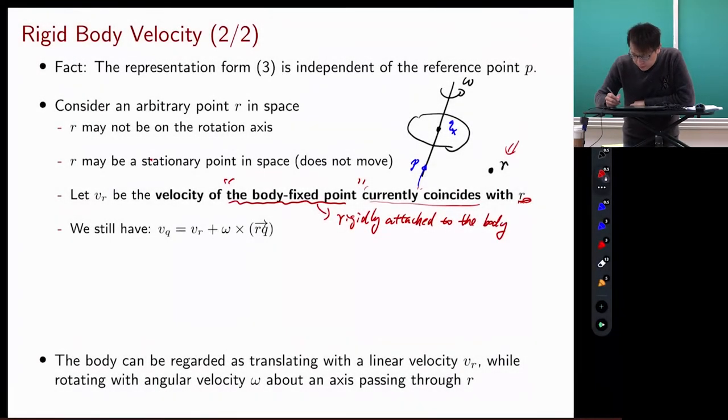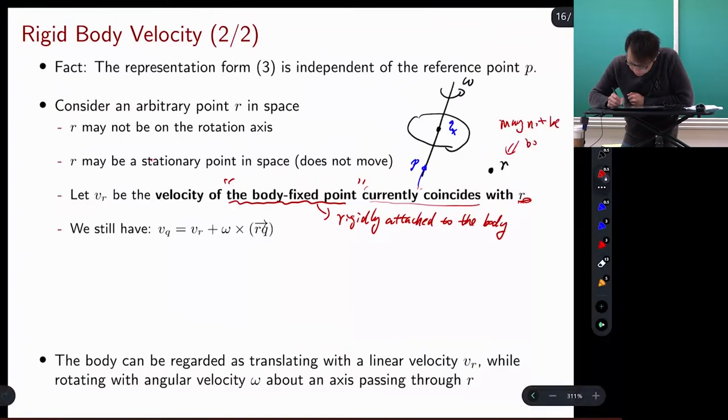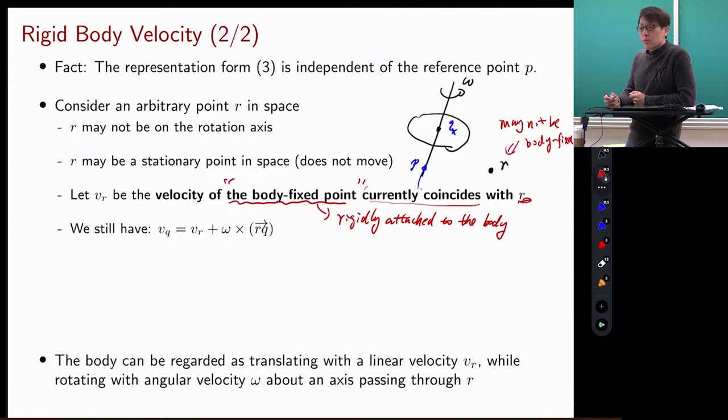Okay, let's continue. This reference point, VR, that's very important. It's the velocity of the body fixed point currently coinciding with R. This R may not be body fixed. Does that confuse you? Does that make sense or not? Once you see homeworks, once you see examples, they will confuse you, I'm sure. Now it's fine. If you listen, it's fine. It's just when you start to solve problems, then I'm sure there's 100 ways it can confuse you.